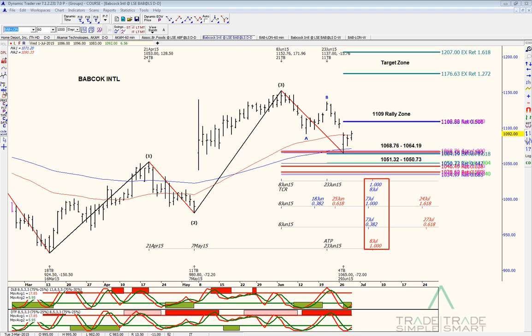So in this case, we can see that the A leg has developed, and then the B, and we've had the point C fall into our Fibonacci zone of 1068.76 to 1064.19.